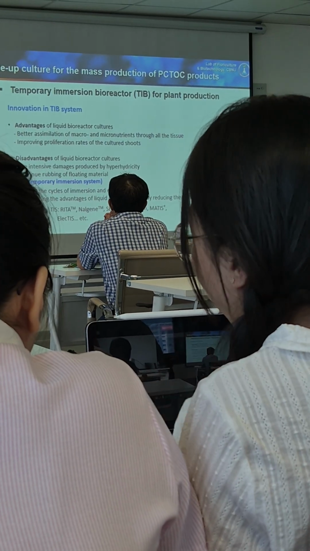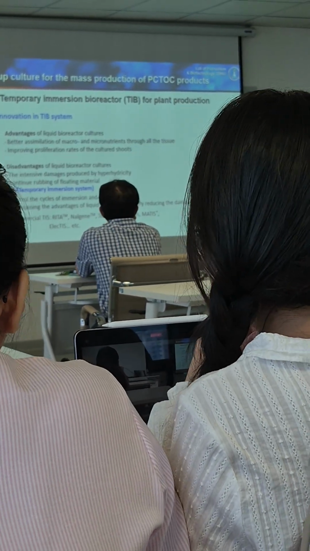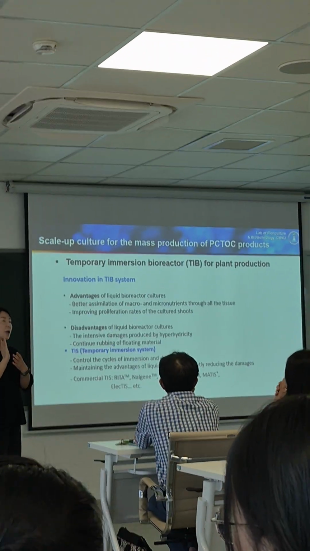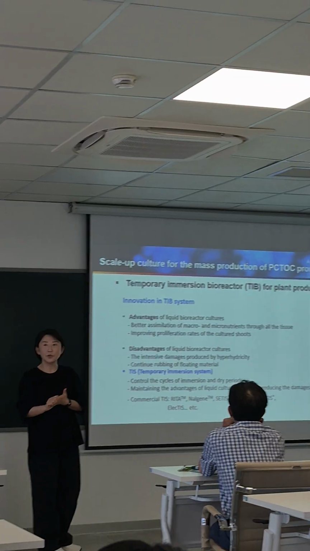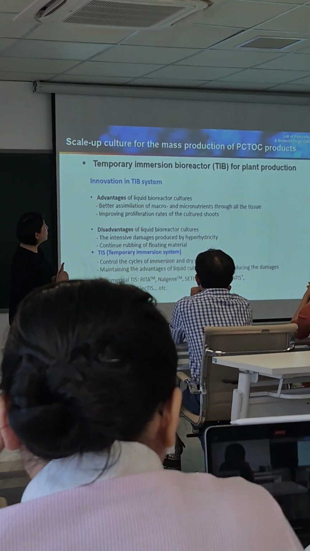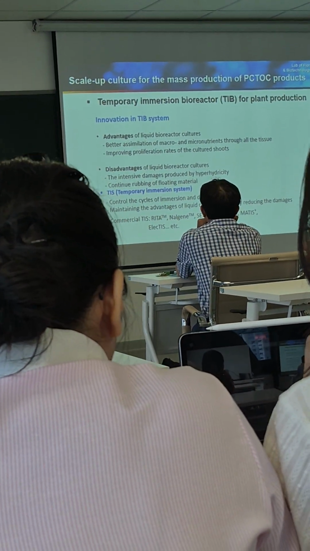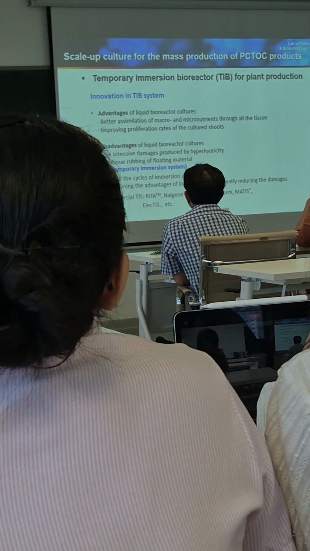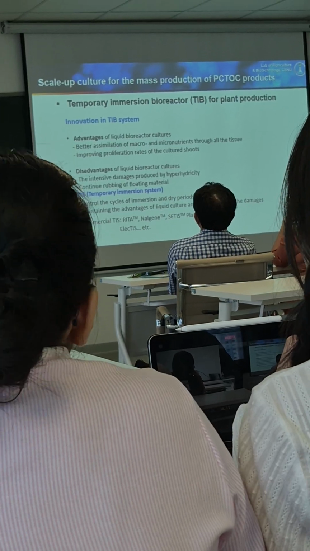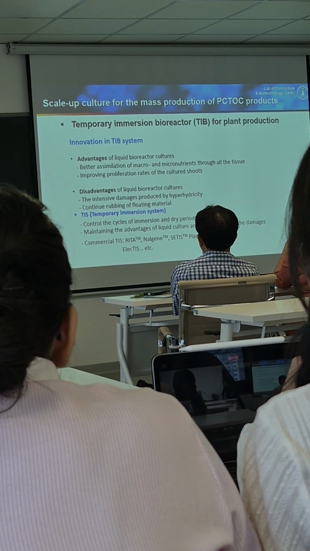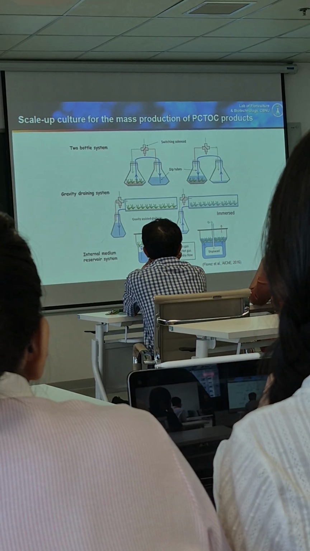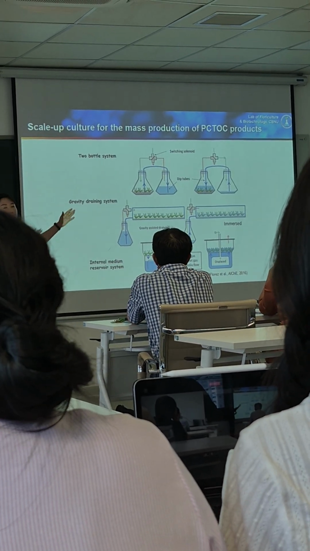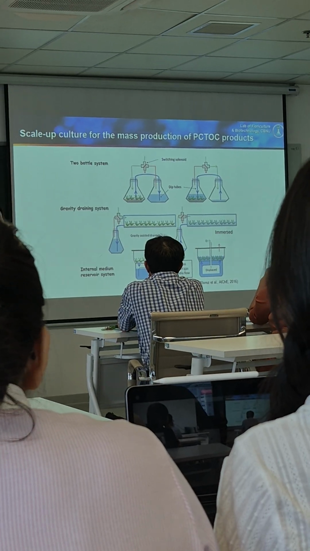So the previous bioreactor was an air-liquid bioreactor introduced to get biomass like cells and adventitious roots. And I'd like to introduce the temporary immersion bioreactor for plant production, not biomass like cells or adventitious roots. There are three kinds of temporary immersion bioreactor systems.